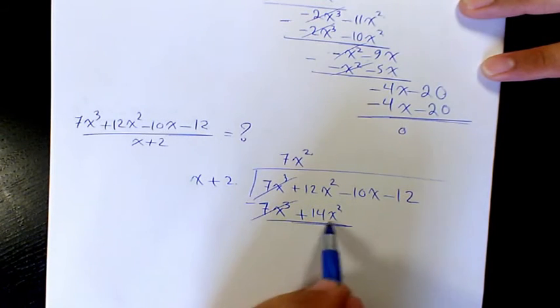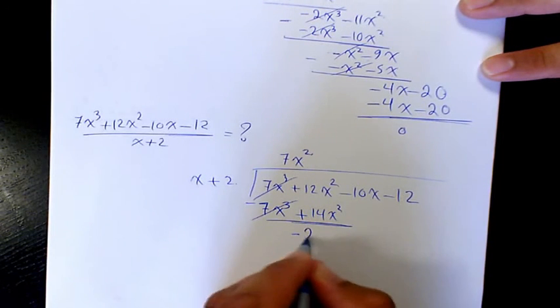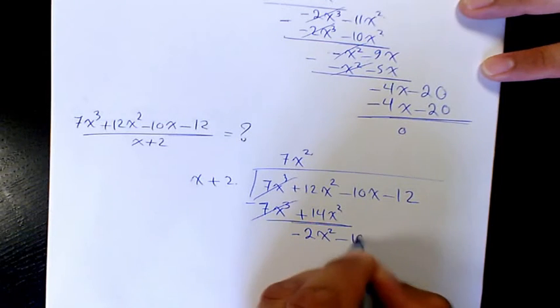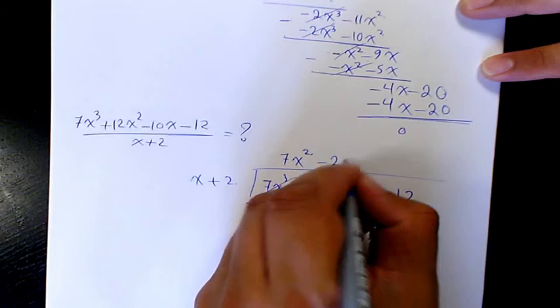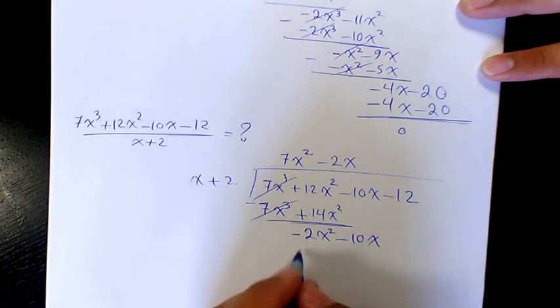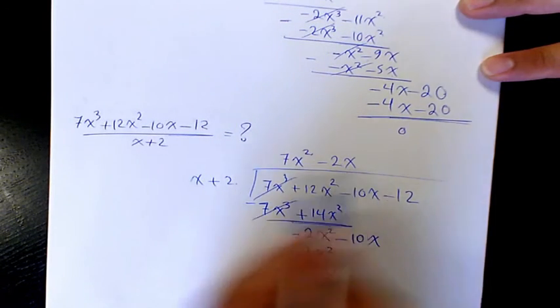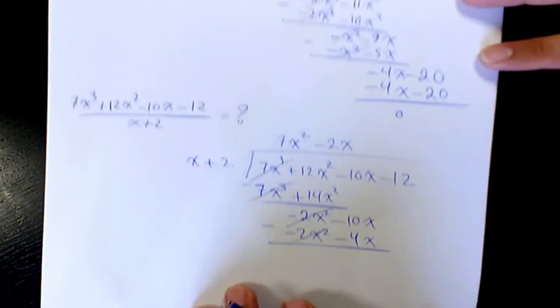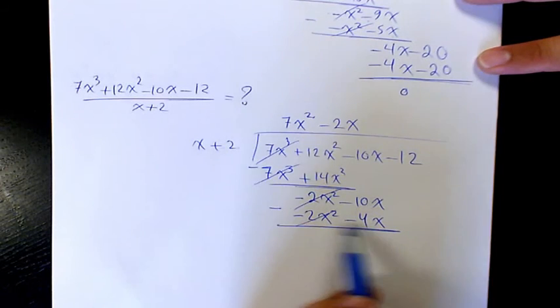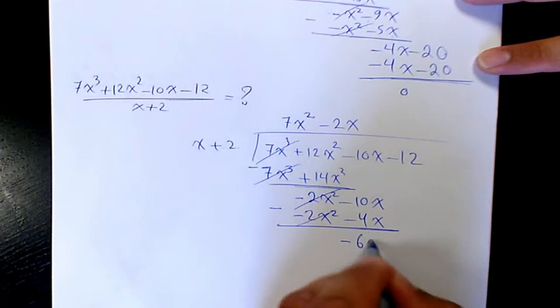12x squared minus 14x squared is going to be negative 2x squared. You bring the next number down, negative 10x. Negative 2x squared divided by x is going to be negative 2x. Negative 2x times x, negative 2x squared. Negative 2x times 2, negative 4x. When you subtract it, these two cancel out. Negative 10x minus negative 4x is going to be negative 6x.